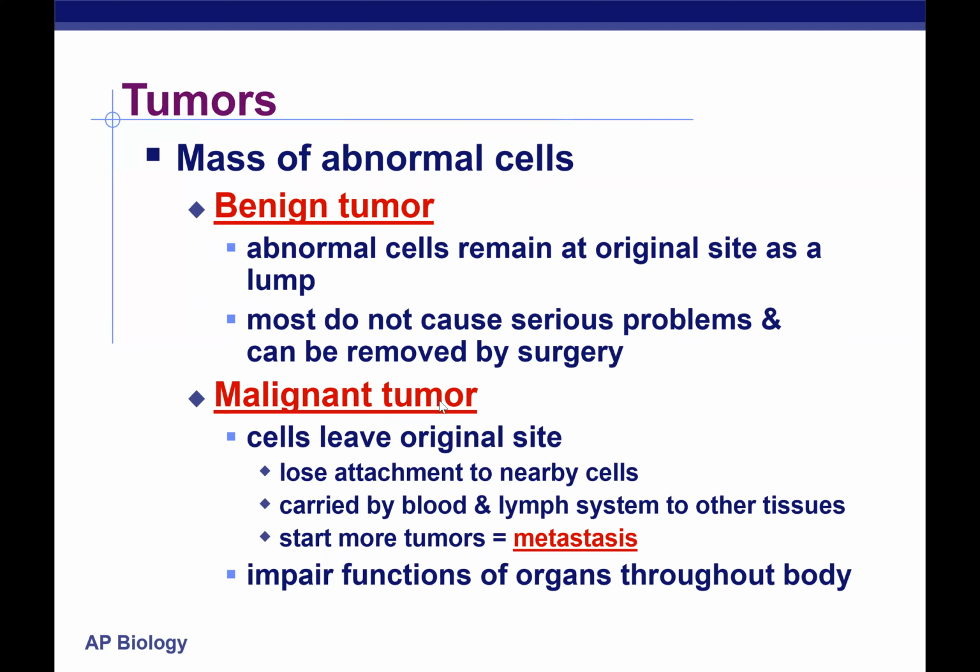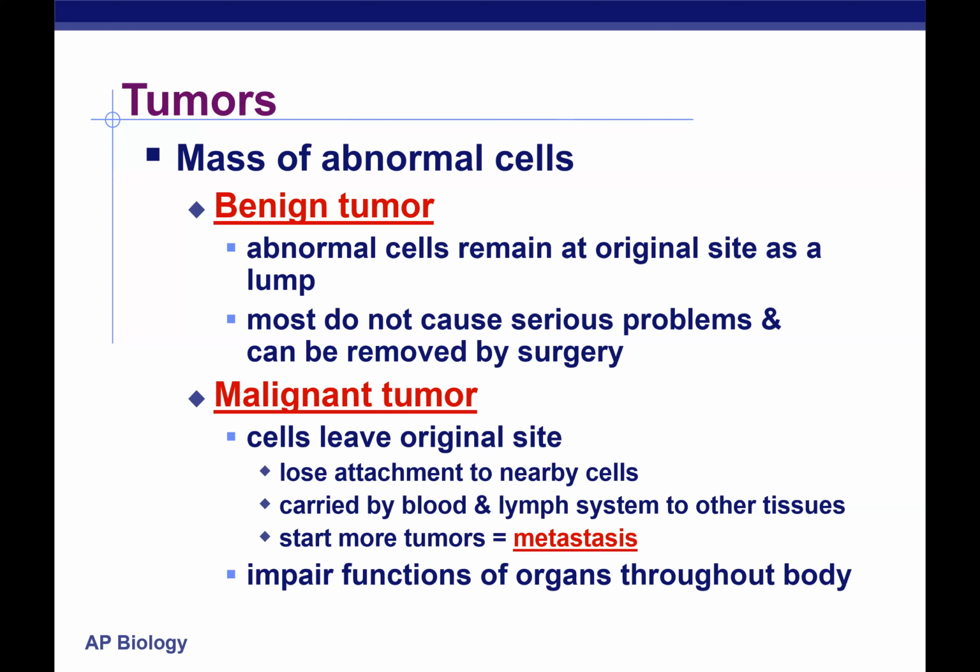But the other kind of tumor, which we call a malignant tumor, is one where the cells leave the original site. Now that is the problem. They lose attachment to the nearby cells, and these cells are then carried by the blood and the lymph system to other tissues, and they start tumor formations in other parts of the body. This process we call metastasis, and wherever they go and form tumors, they impair the functions of that organ of the body.